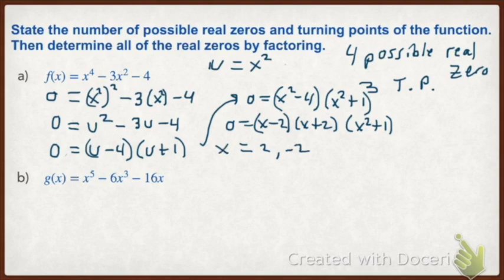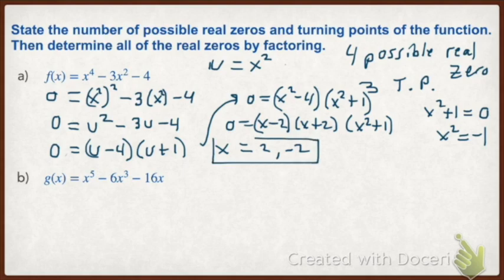These are my solutions. If we take x squared plus 1, we can't factor it because it's a plus in between. And if we set it equal to 0, we get this. Well, we can't take the square root of negative 1 when we solve for x in the real number system, so this doesn't work. So the only real zeros we have are these two, because the x squared plus 1 we cannot solve. Those are imaginary zeros, complex number system. So for this one, we only have 2 real zeros out of the possible 4.